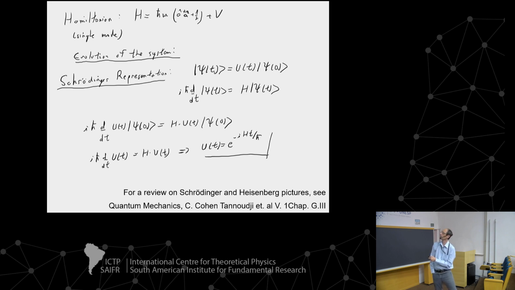The evolution can be described here using Schrödinger representation. So the evolution of the state will be a unitary operator acting on our initial state. So if you solve this equation for the evolution, what you get is this transformation that involves the exponential of our Hamiltonian. So nice to take a review on Schrödinger and Heisenberg pictures in quantum mechanics.